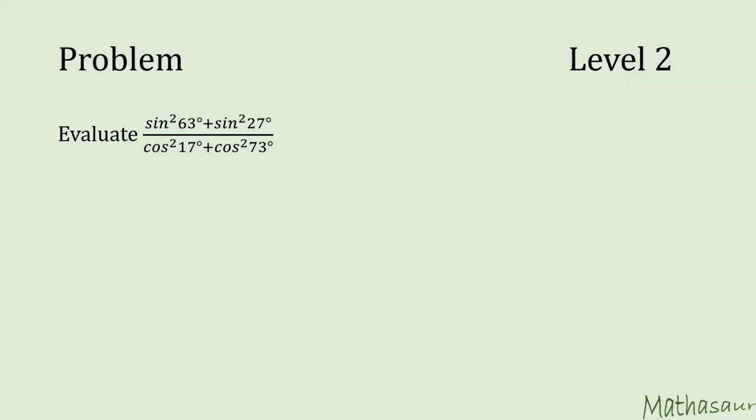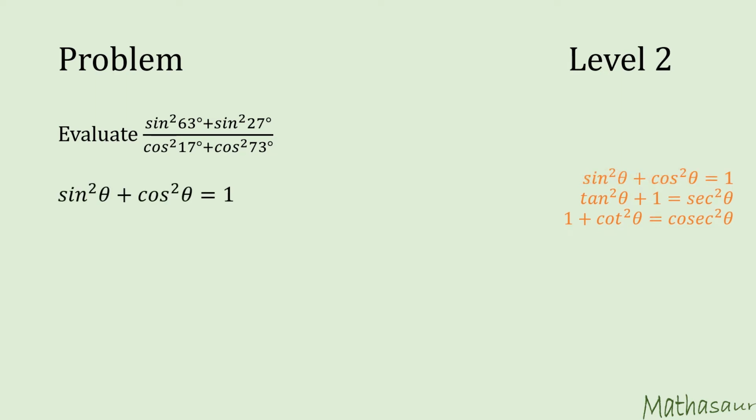Let us look at another problem. Evaluate sin square 63 degrees plus sin square 27 degrees divided by cos square 17 degrees plus cos square 73 degrees. Now here we are looking at squared terms. We know that squared terms appear in our trigonometric identities. Now the first identity that we learned, which is sin square theta plus cos square theta equals 1, mentions both sin and cos. Now we do not know the values of sin 63, sin 27, cos 17 or cos 73.